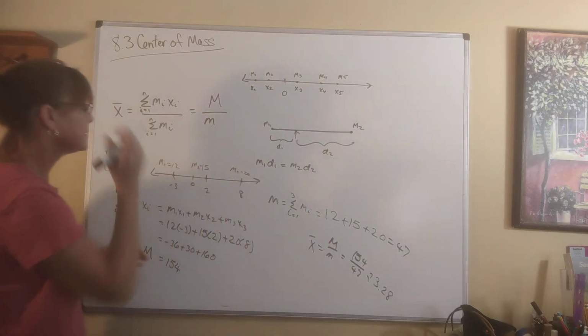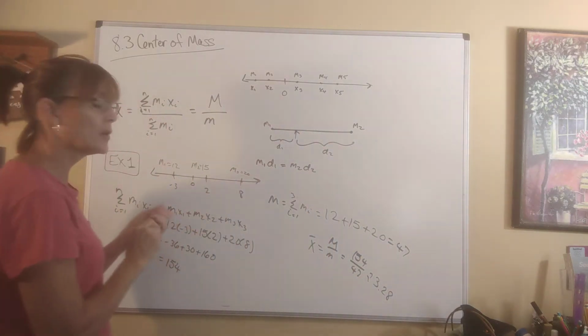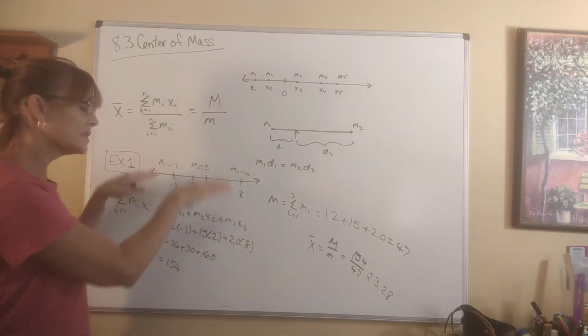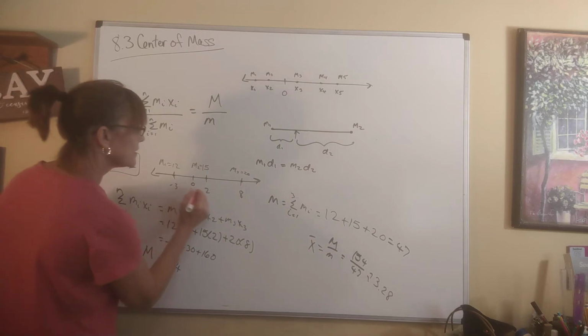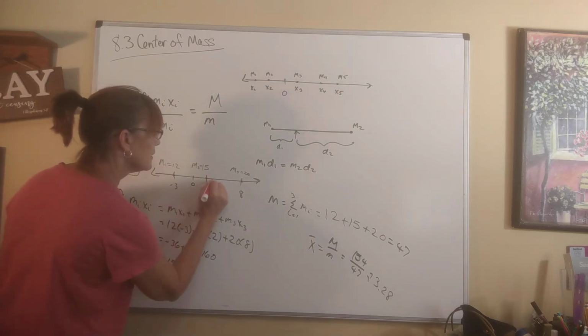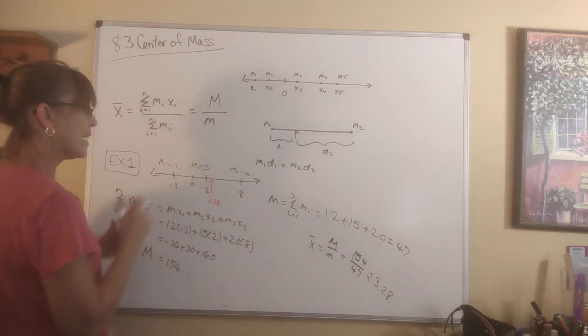So what this is saying is that where we could put the center of mass so that this system balanced would be at, this is 2, maybe right here, 3.28. This is where it would be balanced, okay?